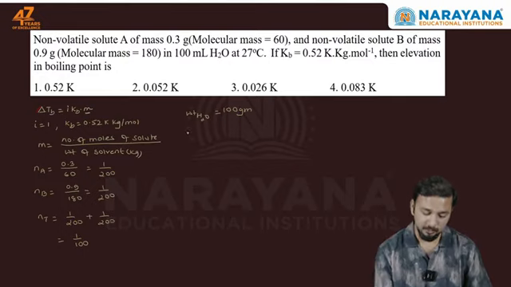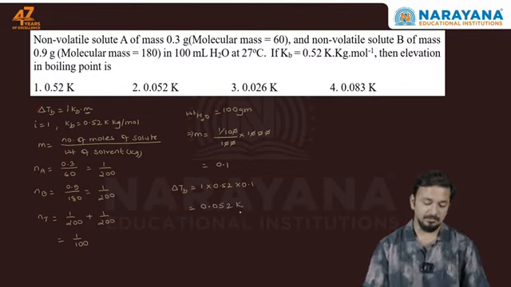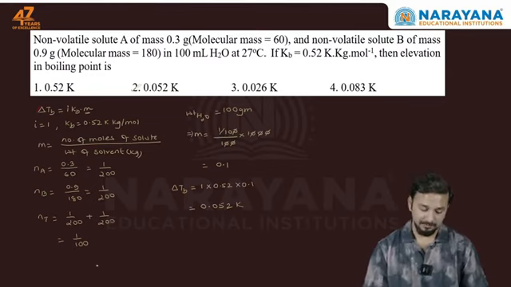So if we calculate molality from here, it will be 1 by 100 divided by 100 gram into 1000. So this will be cancelled out. So molality will come out to be 1 by 10, which is 0.1. So if we substitute all these data, we'll get delta TB is equal to 1 into 0.52 into 0.1. So that will be equal to 0.052 Kelvin. So answer for this question is option 2, 0.052 Kelvin.